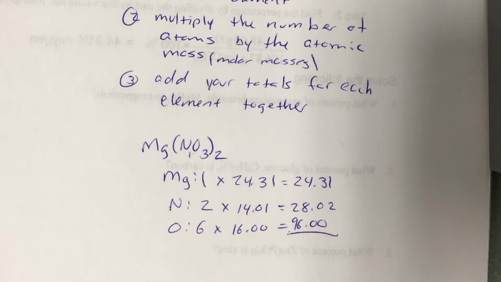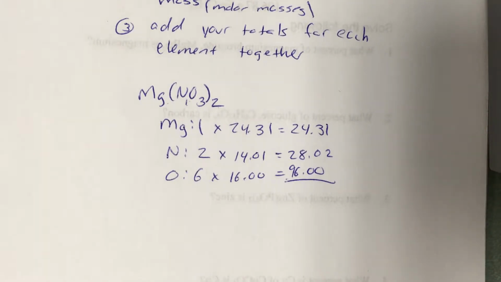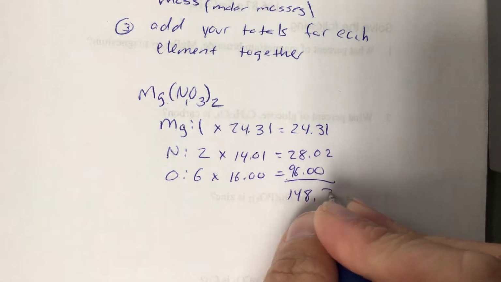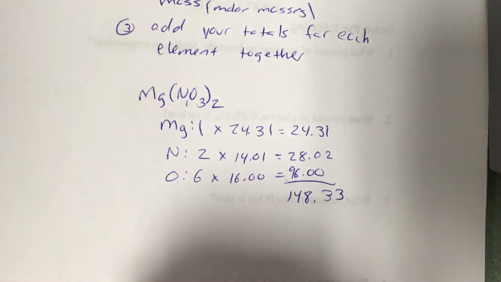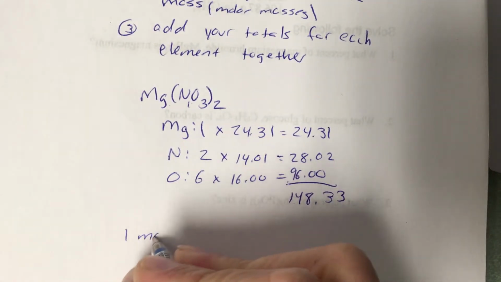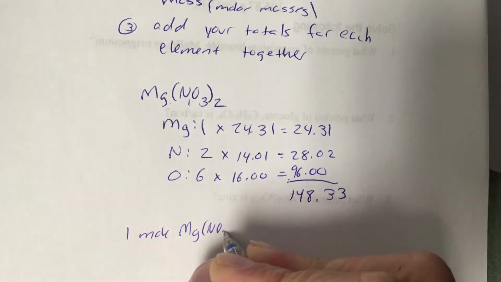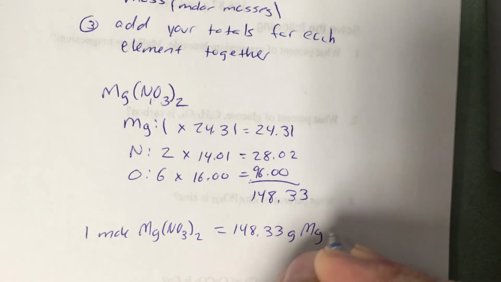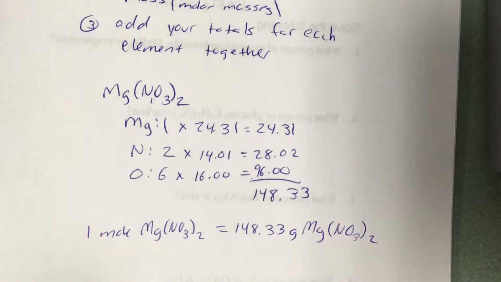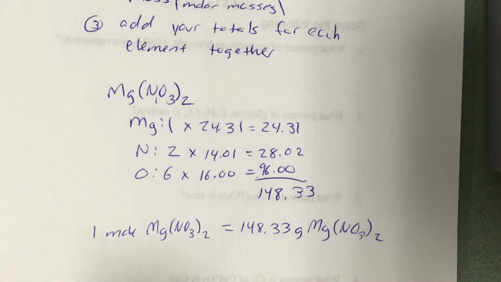I add these 3 things together. That's my final step. So 96 plus 28.02 plus 24.31 is 148.33. Double check that just to make sure. 96 plus 28.02 plus 24.31. Yep, 148.33. All right, at this point we can say 1 mole of magnesium nitrate equals 148.33 grams of it. That's an equivalence that we're going to eventually be using in our mole mass conversions.